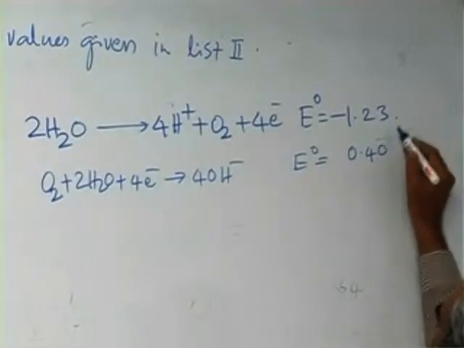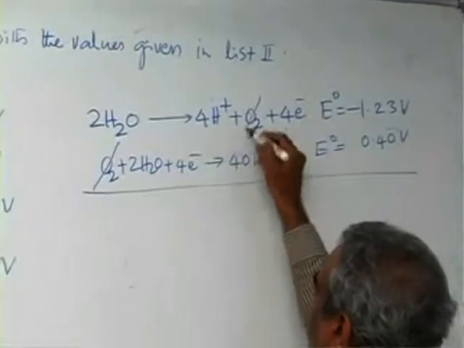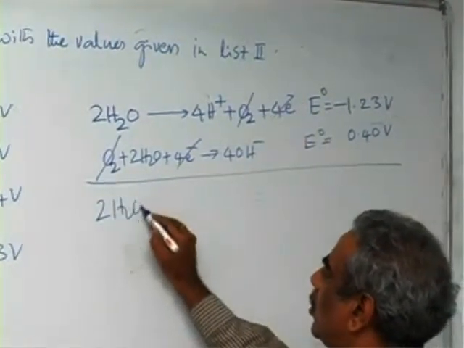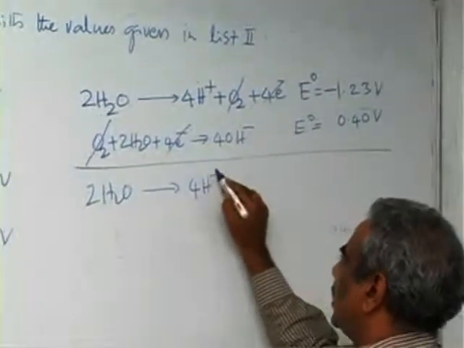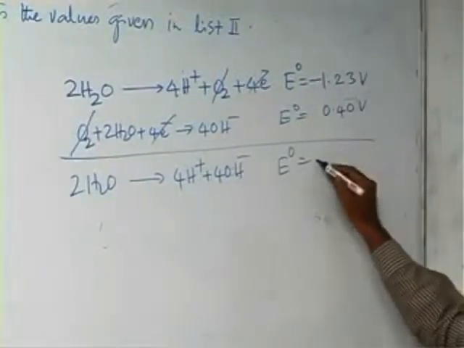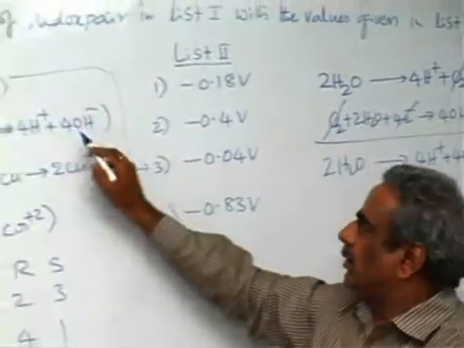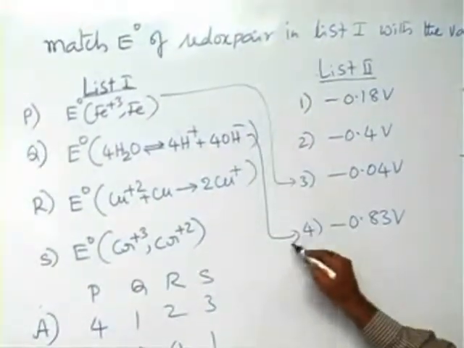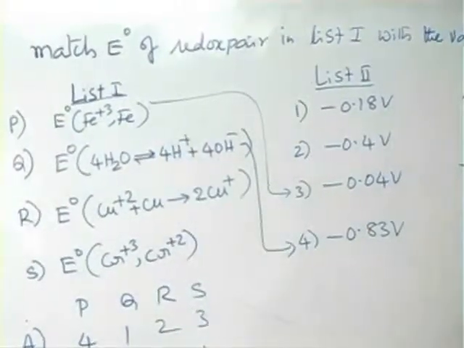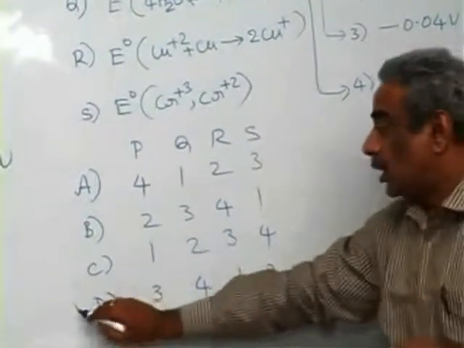0.40 volts. And in adding up these two equations, O2 and O2 will get cancelled, and we are left with, after electrons get cancelled, 2H2O giving 4H plus and 4OH minus. The potential is given as, adding up these two, minus 0.83 volts. So this particular equation can be connected to minus 0.83. P versus 3, Q versus 4. P versus 3, Q versus 4 is present in the D option.